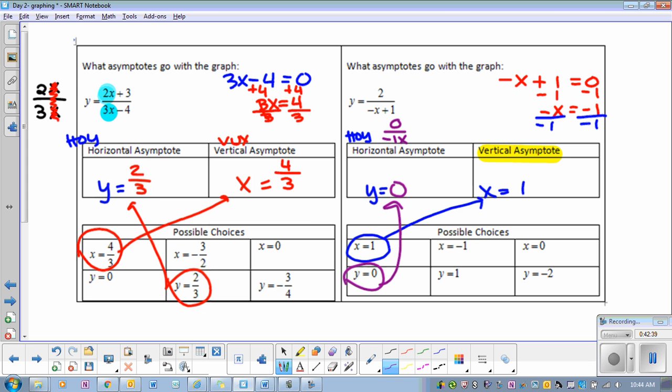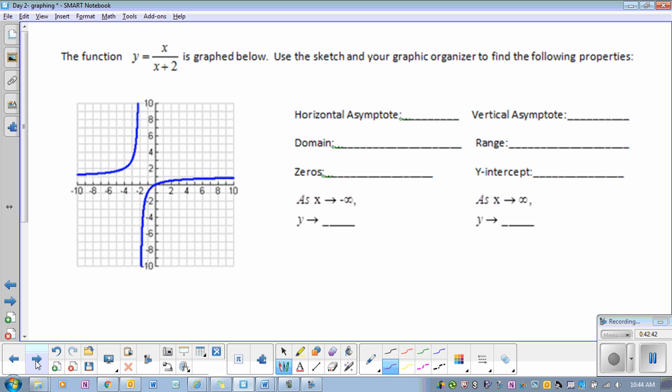Okay, so let's try the next one. Let's try this graph. What they did for you is they gave you the function, which is here, but they also graphed it for you. They said use the sketch and the graphic organizer to fill in the following properties. All right, so let's figure out the asymptotes first. Horizontal asymptote, is it x equals or y equals? Good. Y equals. And vertical asymptote, x equals, because that one is Bucks.